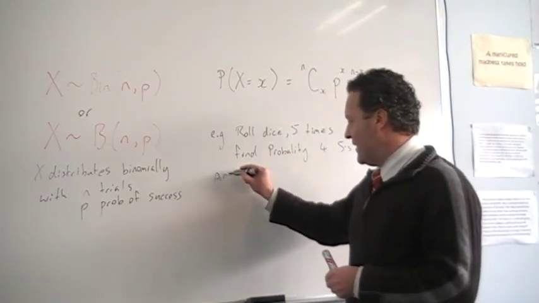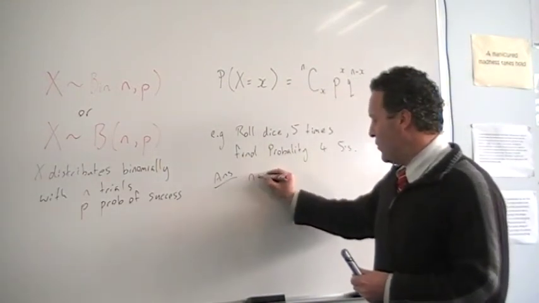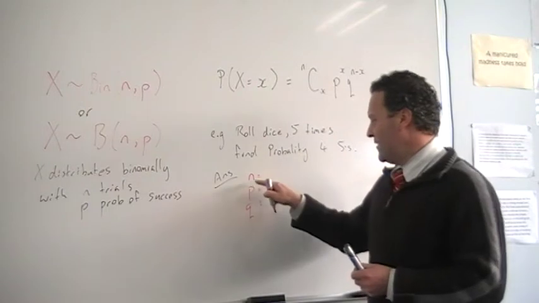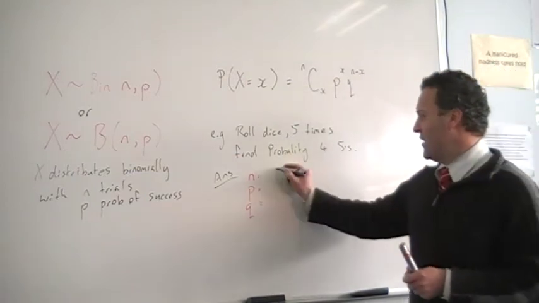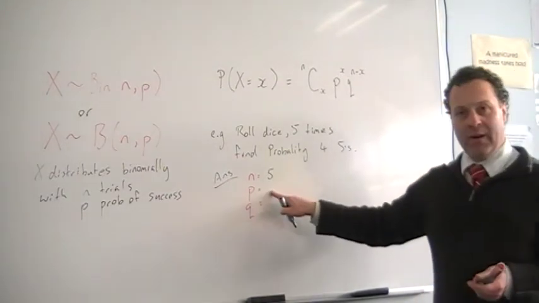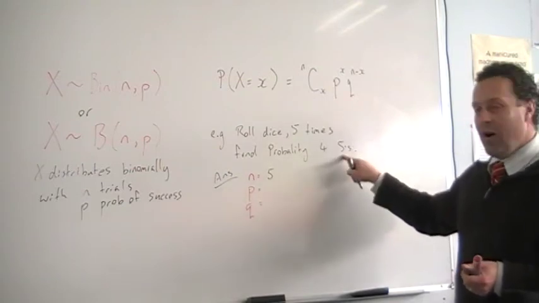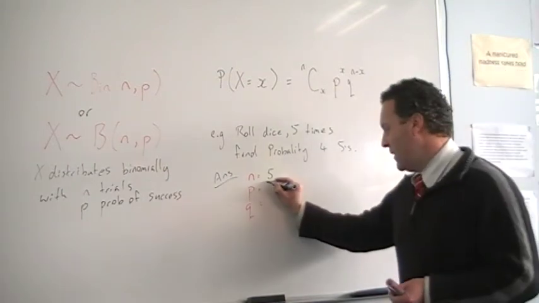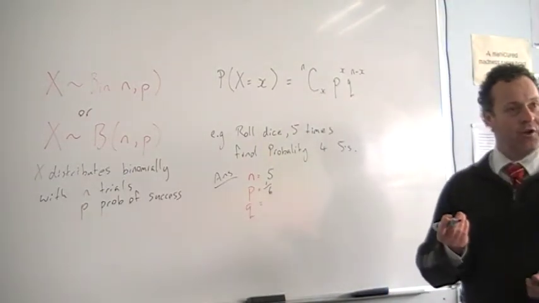What I'd like to see when you answer these is a little checklist. You write down what n equals, you write down what p equals, and you write down what q equals. n's the number of trials. How many times are we throwing the dice? 5 times. So n equals 5. P is the probability of success. What's the probability we get a 5 when we throw a dice? 1 over 6. What's the probability that we fail? What's Q? 5 over 6.